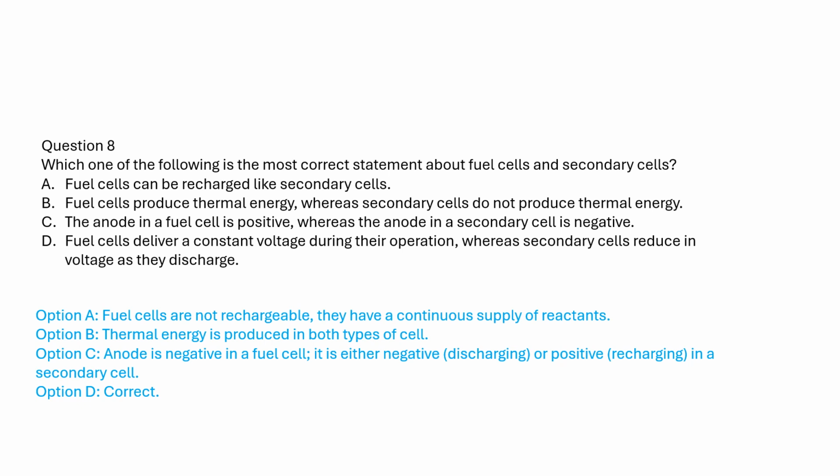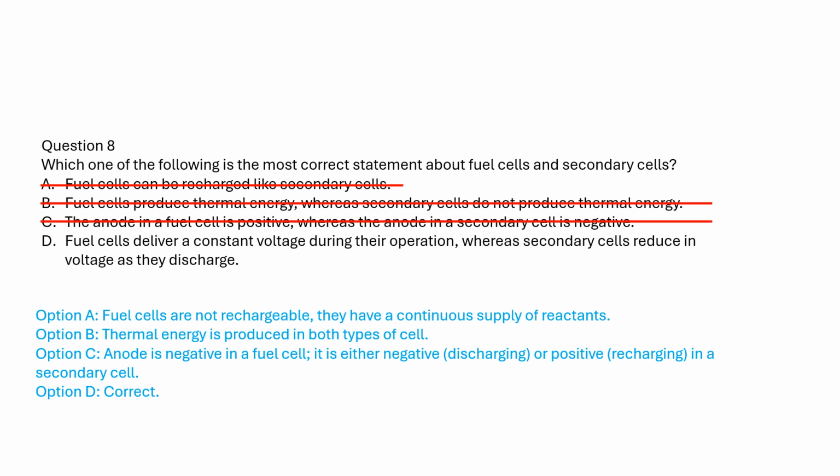Fuel cells need not be recharged because they have a continuous supply of reactants. So, A is eliminated. All cells including secondary cells produce thermal energy. So, B is eliminated. The anode in a fuel cell is negative because it loses electrons.